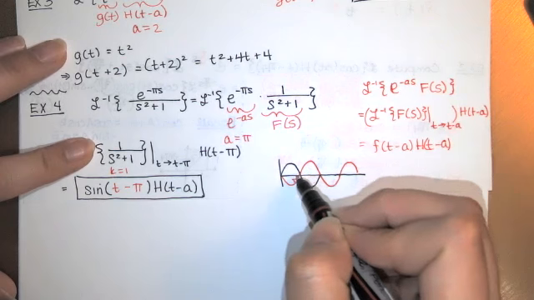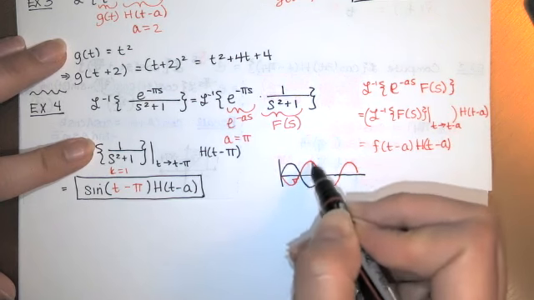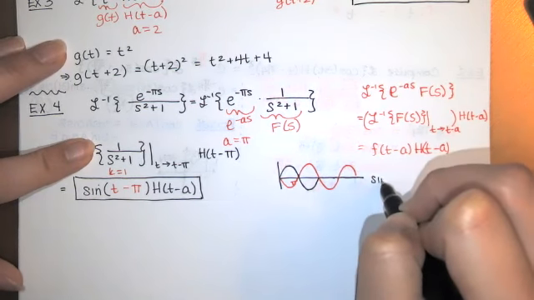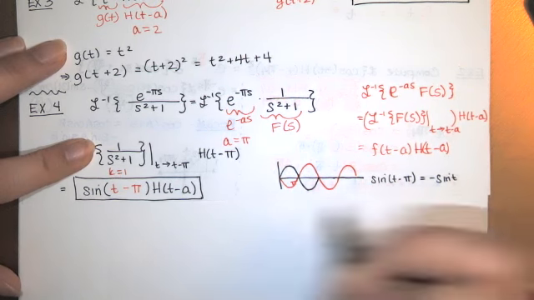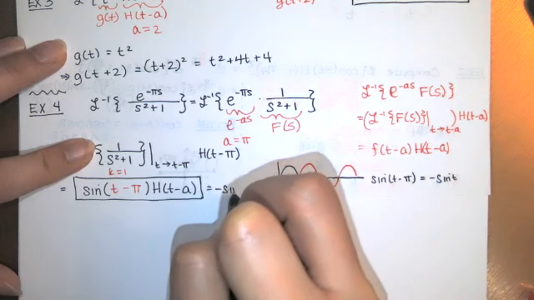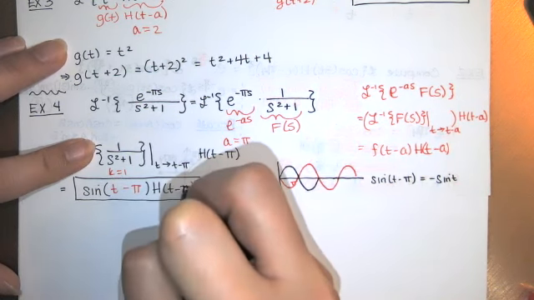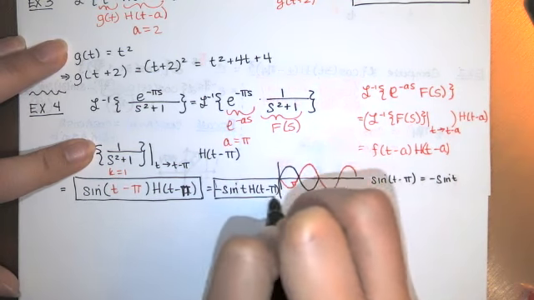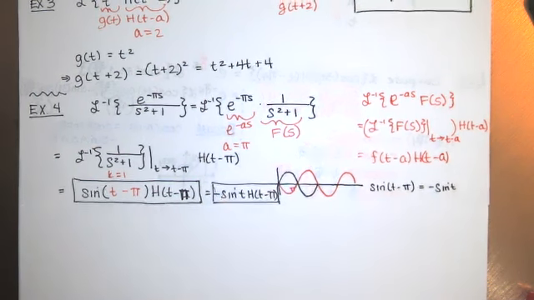So this is my sine of t minus pi, and then when I extend it, I see that this pattern here is negative sine of t. So sine of t minus pi is negative sine of t. So you could also write this as negative sine of t times the Heaviside function at t minus pi. And that would be the same thing because those are identical to each other. Okay, so that's how we do that. Let's do one more example.